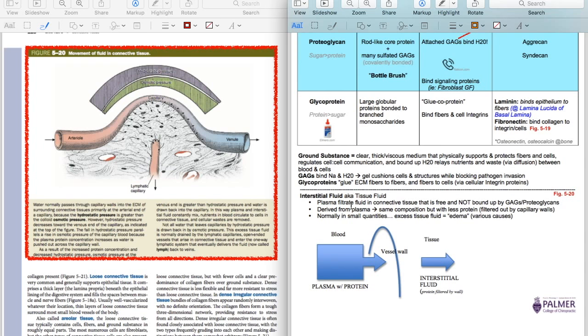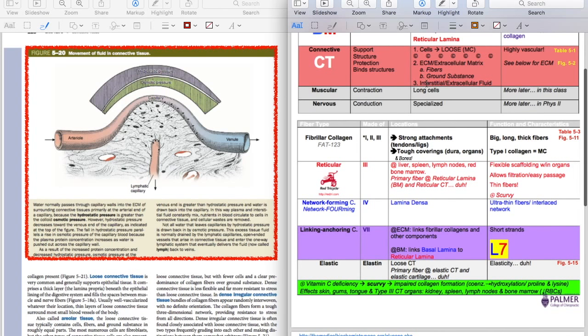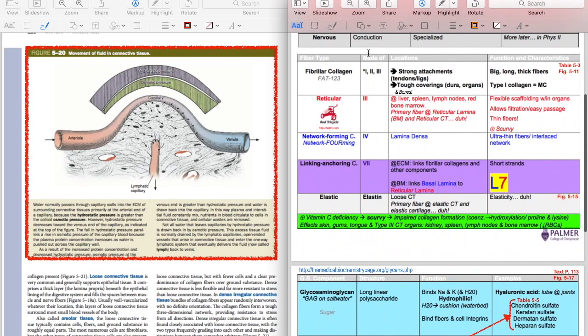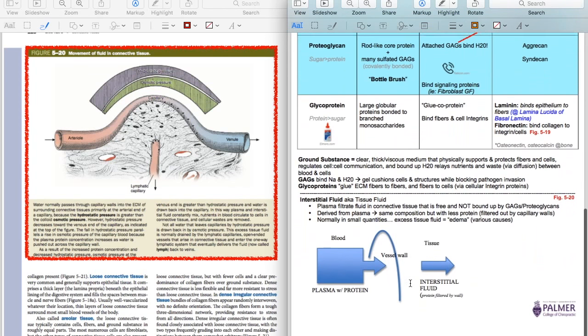So lastly, interstitial fluid is the third component of connective tissue. Let's look at it again in red here. Cells, ECM, and interstitial fluid. If you get a question that says, what are the three main components of connective tissue? Then it's cells, extracellular matrix, and fluid. But if the question is, what are the components of extracellular matrix? Well, then it's fibers and ground substance, okay? There will be cells between the extracellular matrix, but fibers and ground substance make up the matrix. All of these types of fibers and all of these types of ground substance components form the matrix.